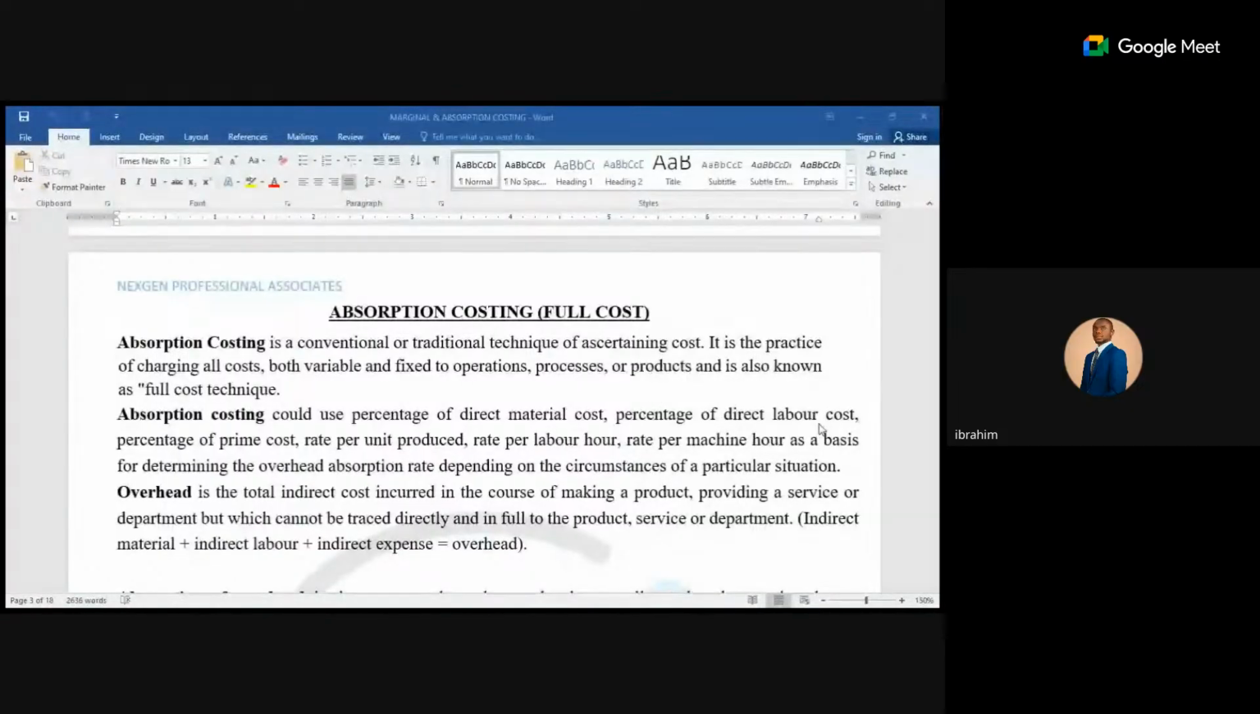So we shall continue our lecture. We started from marginal costing. Now is absorption costing. The question is, what is absorption costing? We should not forget that marginal costing is a costing technique that values its inventory using the variable cost and charges all other costs as period cost. Period cost is fixed cost.